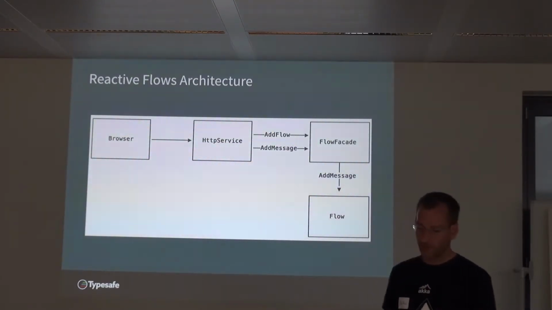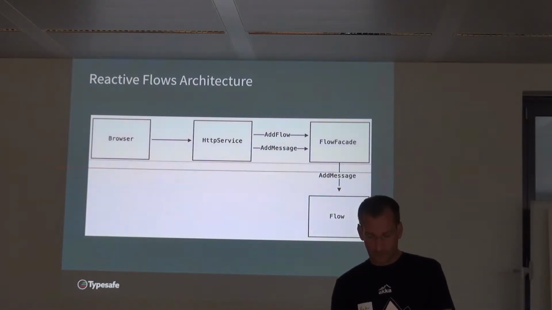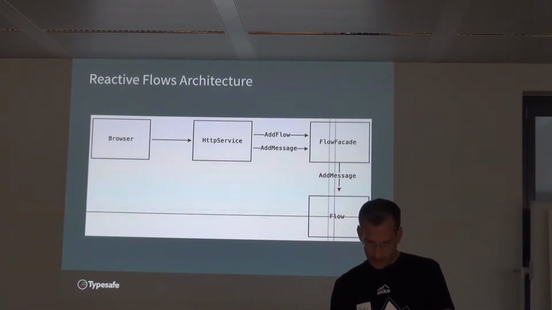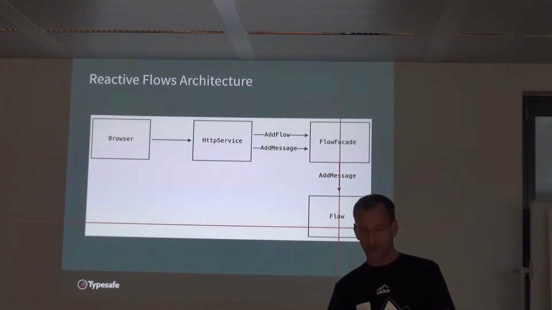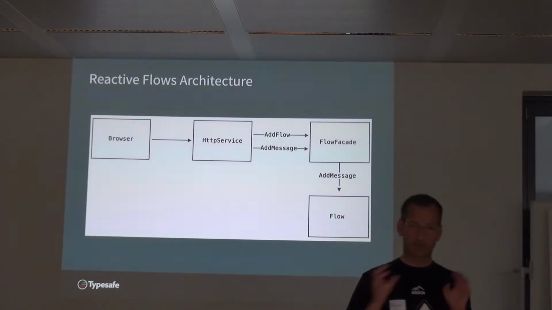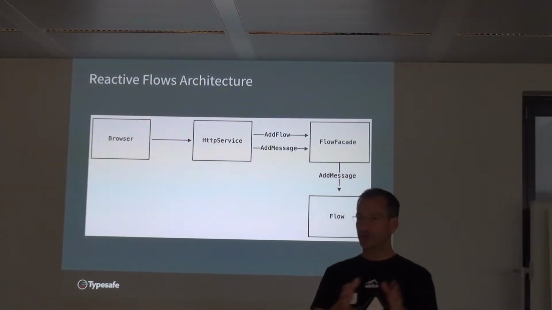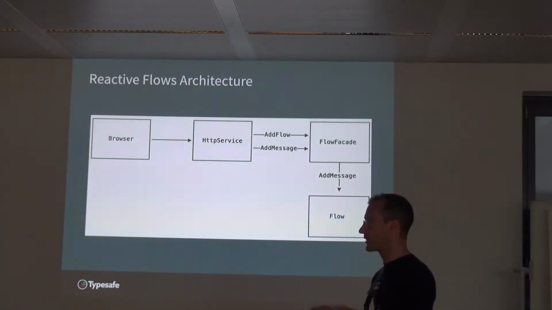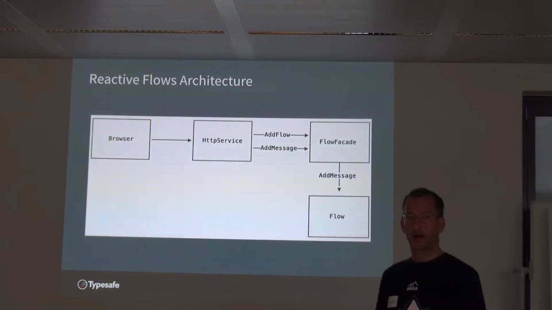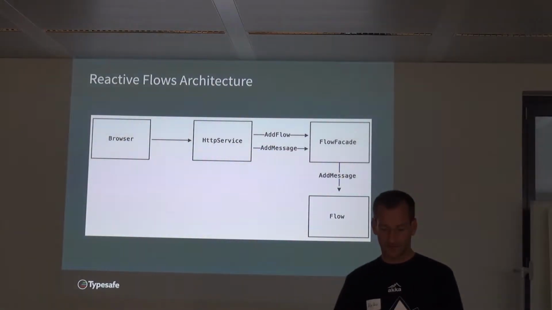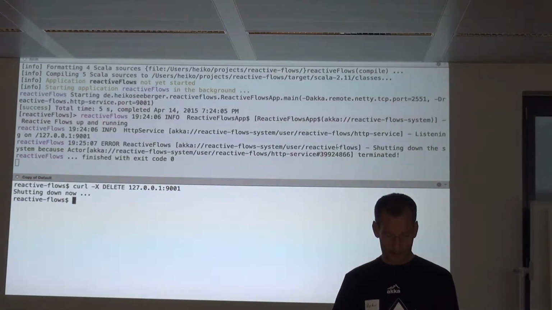And that will, for example, send an add message to a flow, which is another actor. It's a particular actor for each flow. As you have seen before, there were flows like Akka, AngularJS. You can define them, and then you can send messages via this add message via the flow facade. So let's take a quick look at how this looks in code.